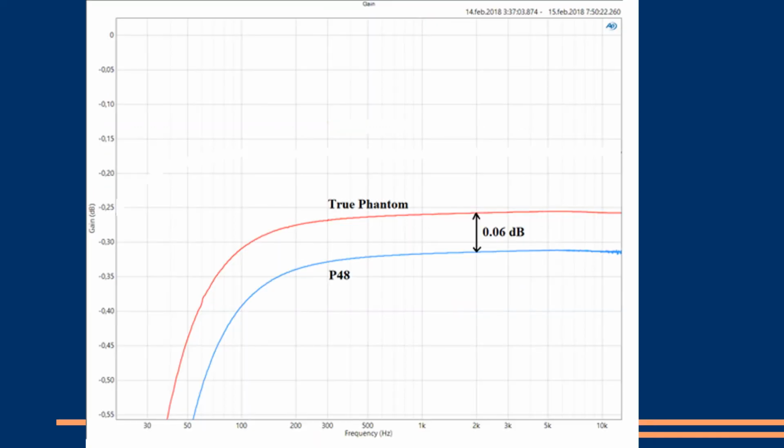This is a graph that indicates the slightly louder performing of the True Phantom, and secondly it indicates that the True Phantom roll off of the lowest tones is later. There is better linearity of the low tones than the P48.